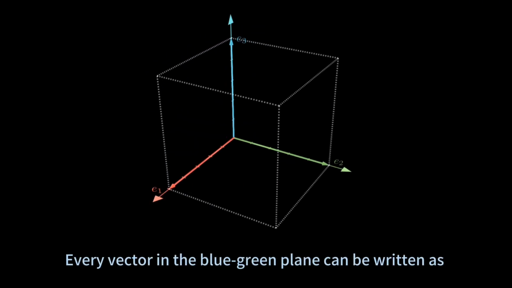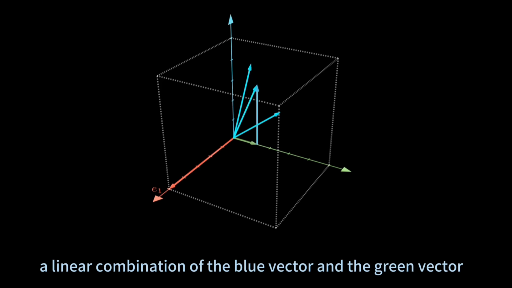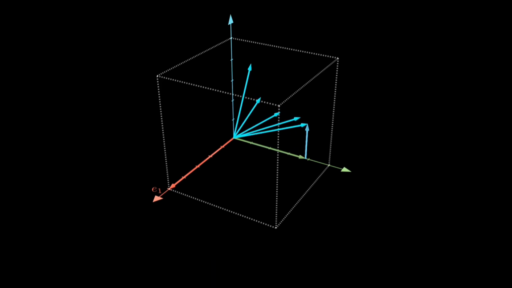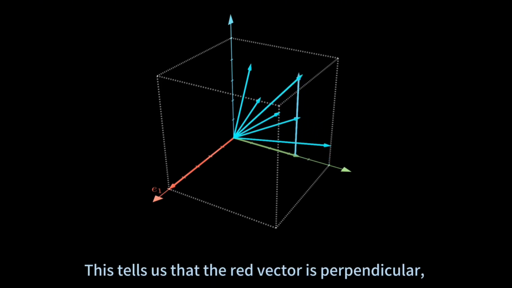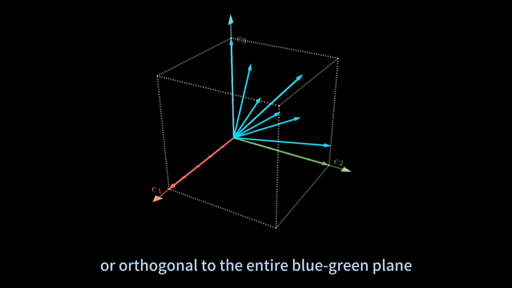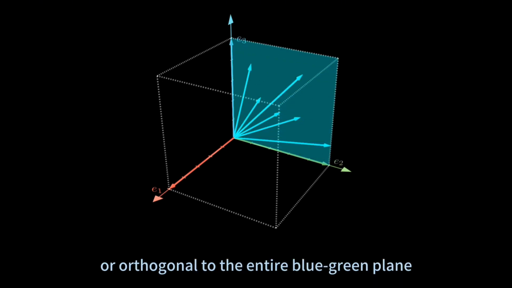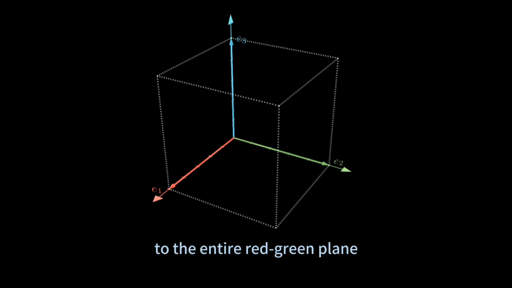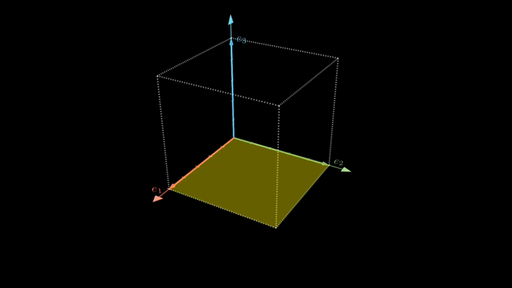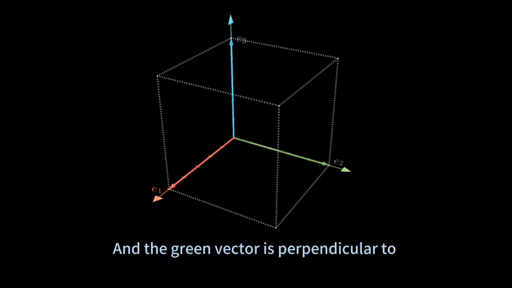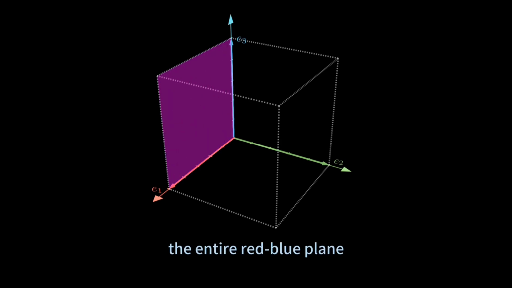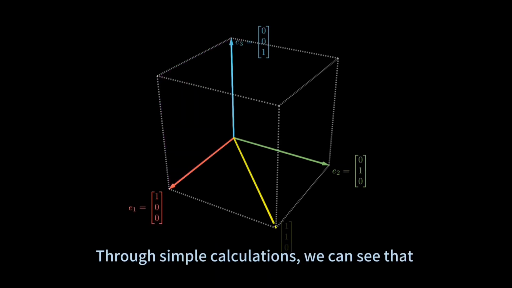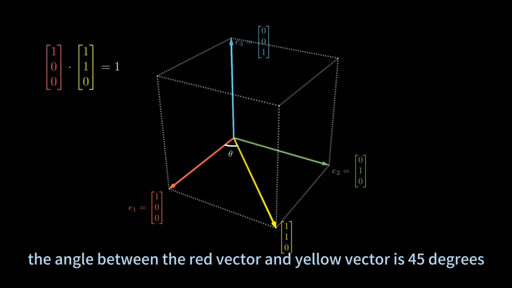Every vector in the blue-green plane can be written as the linear combination of the blue vector and the green vector. This tells us that the red vector is perpendicular or orthogonal to the entire blue-green plane. Similarly, the blue vector is perpendicular to the entire red-green plane, and the green vector is perpendicular to the entire red-blue plane.